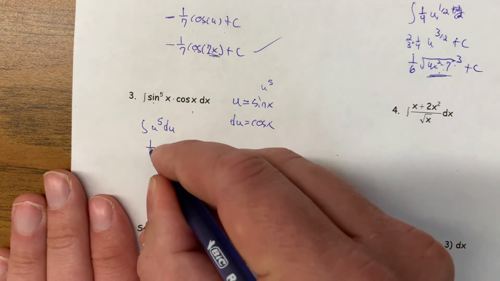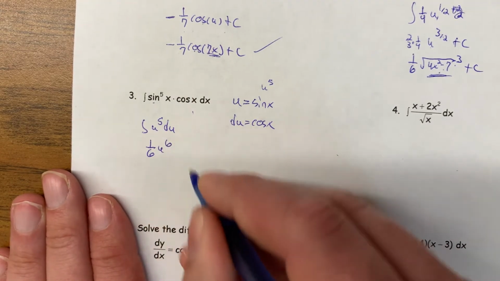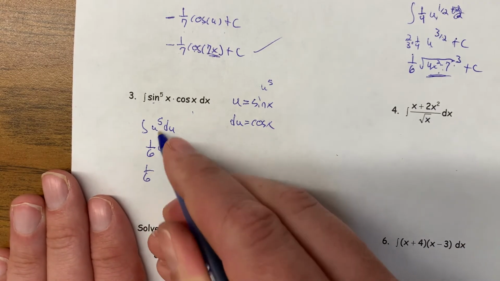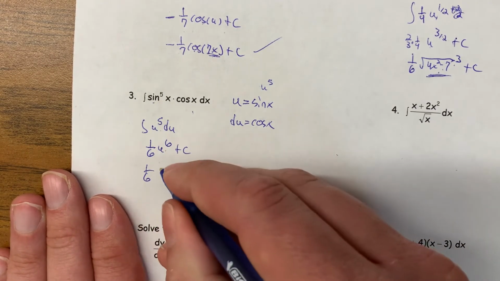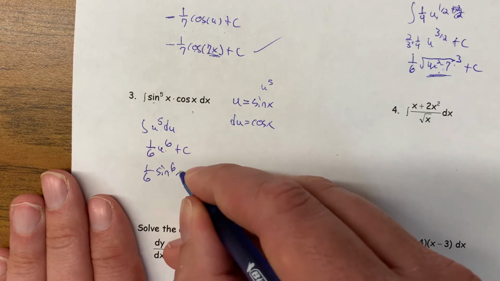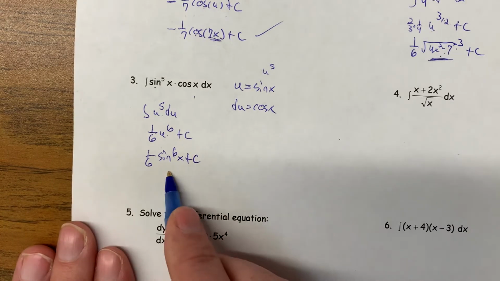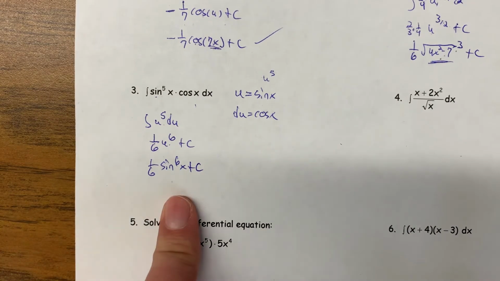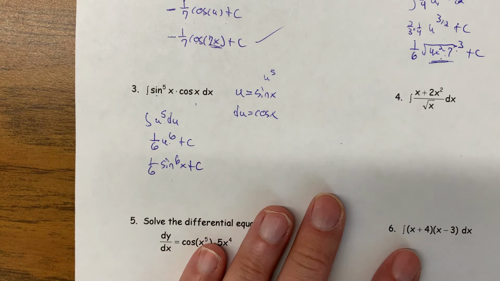So when we do the integral, we raise the power by 1 and divide by the power. And we need to put back in what it is to the 6th power. So it's sine to the 6th power plus c. Again, looking at your answer, you should be like, oh yeah, I can see that the derivative of this will give me this, because when I do the chain rule, it will work.